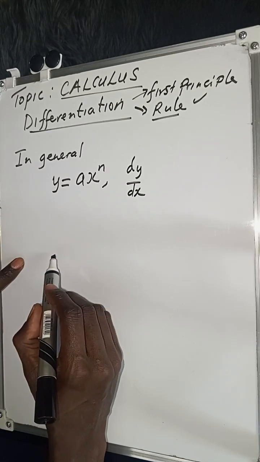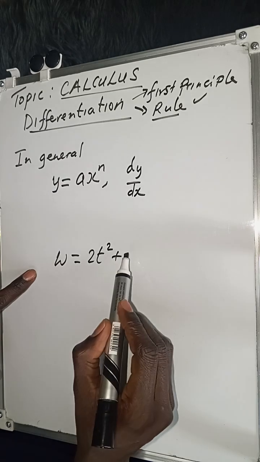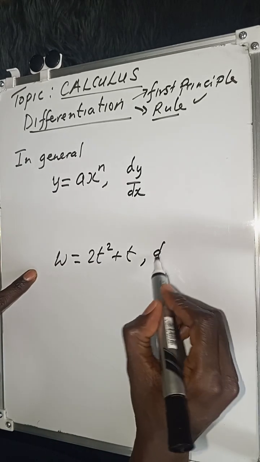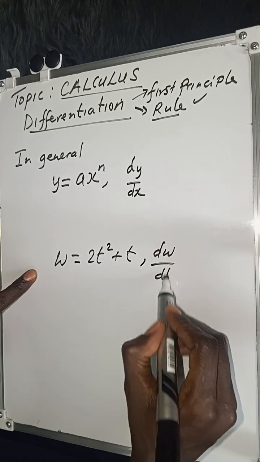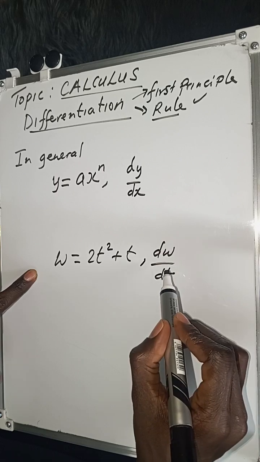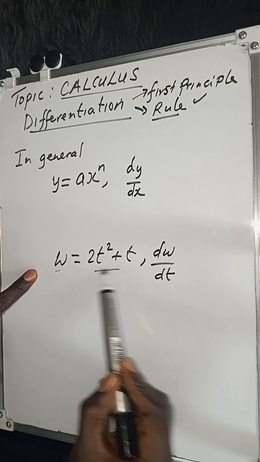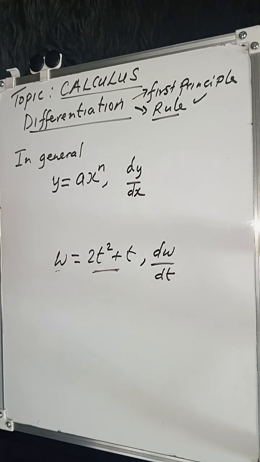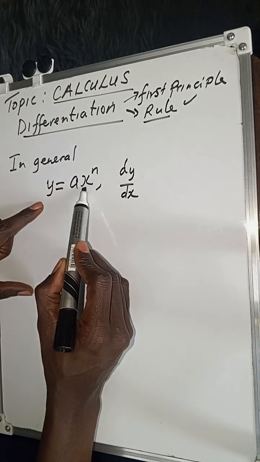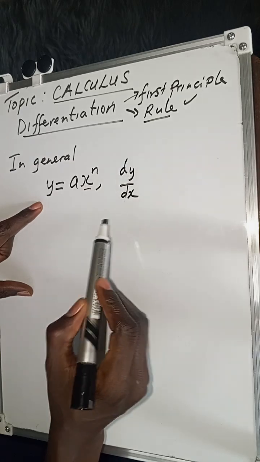Suppose you had something like w is equal to 2t squared. If you notice, this is w changing with t. So you are going to say dw over dt because the function w is changing with respect to t. So it's not always dy over dx. It depends on the letter outside and the letter inside that keeps on changing. So in our case, because I'm using y and the variable that is changing in the function is x, that is why we write dy over dx.